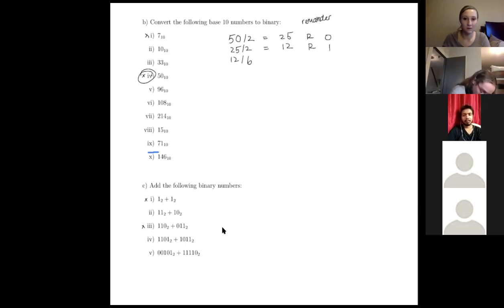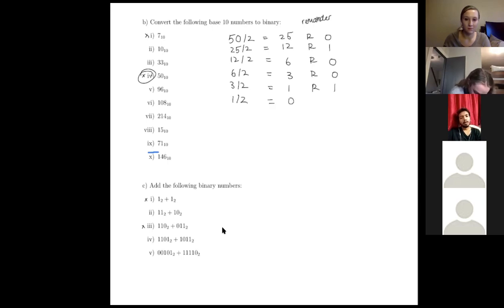12 divided by 2 is 6, remainder 0. 6 divided by 2 is 3, remainder 0. 3 divided by 2 is 1, remainder 1. 1 divided by 2 is 0, remainder 1. And then you're done, because you got to 0. Then you read the remainders from the bottom up, so it's 1, 1, 0, 0, 1, 0.